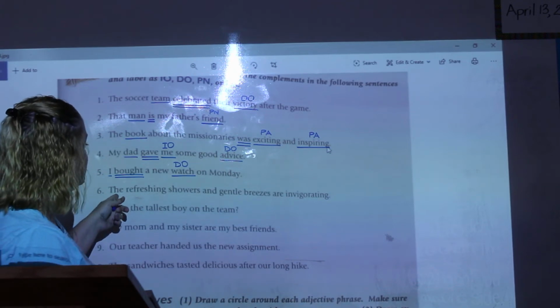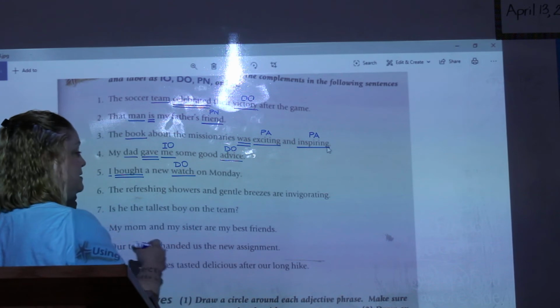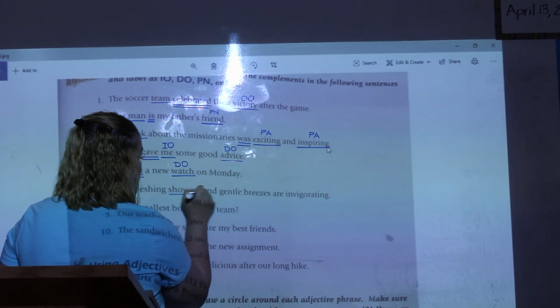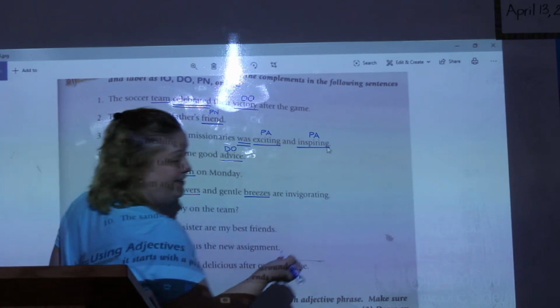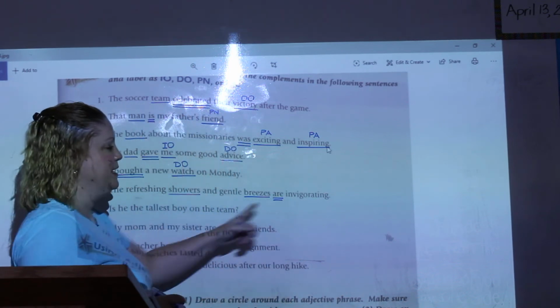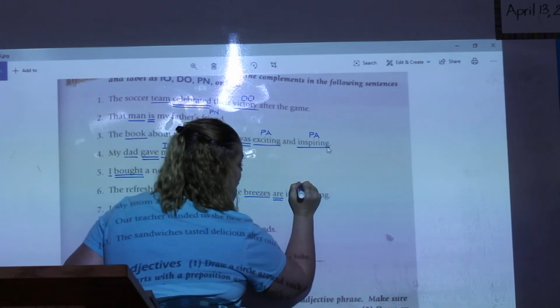All right, sentence 6. The refreshing showers and gentle breezes are invigorating. Your subject? Good if you caught that it's compound, showers and breezes. So your verb, are, which is a linking verb. Is this going to be a PA or a PN? Because it's got to equal the subject and point back to it.